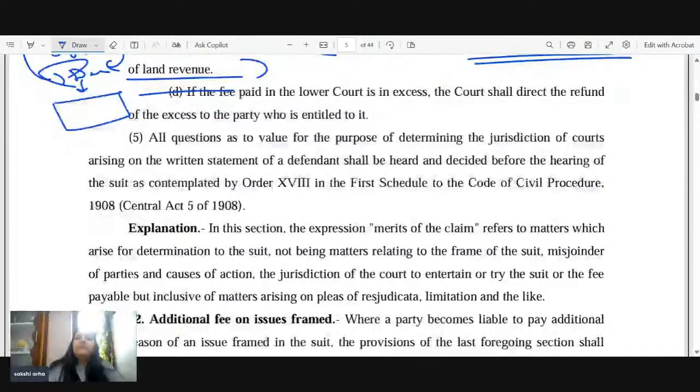Now, if the fee paid in the lower court is in excess, अगर आपने lower court में excess fee pay कर दी है, then court shall direct to refund it. Okay, court will बोलेगा कि भाई refund कर दो.